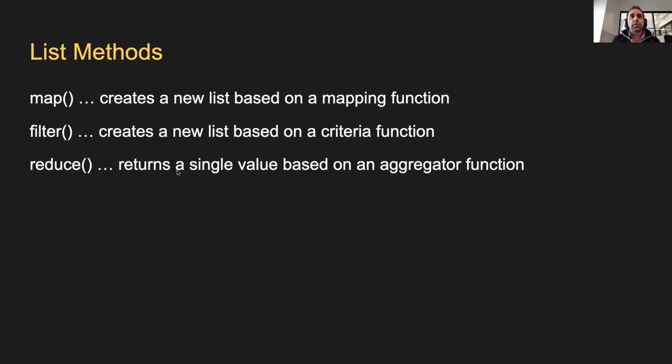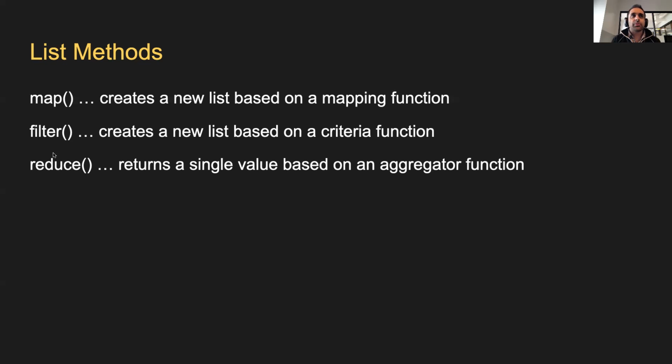And then reduce will simply return one single value based on an aggregator function. So the easy example: let's say you have a list with numbers in it, you can use reduce, pass in an aggregator function, which can add up all the numbers together, or maybe you want to multiply all the numbers together, or you want to do something more crazy. Your aggregator function will basically accumulate all those values however you determine you want to accumulate them.